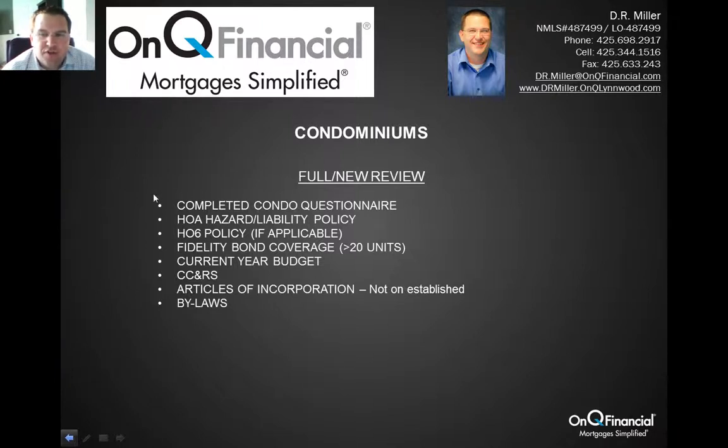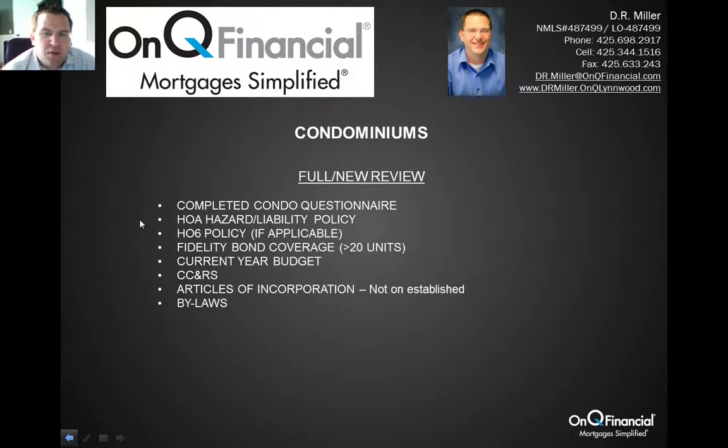So the first thing that we need to get is a completed condo questionnaire form. Questionnaire forms typically have 25, 26 questions on there, and it gives us more details about the association, number of units, occupancy percentage, and then if there's any pending litigation, anything like that.